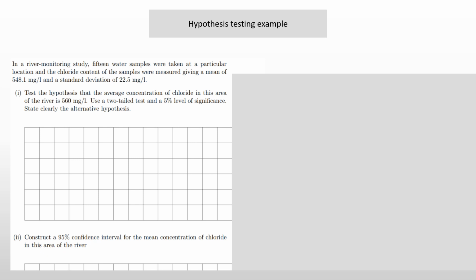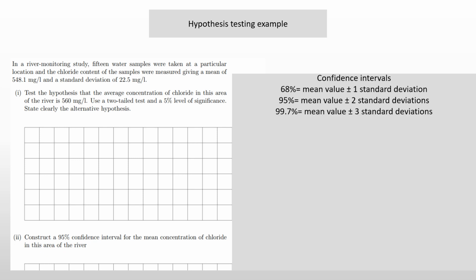Usually you might need to construct a confidence interval after that. So that's part 2. Construct a 95% confidence interval for the mean concentration of chloride in the area. Again, 95% is one of the common confidence intervals. You can watch the other video about confidence intervals that talks about this. There are 3 formulas there: 68%, 95%, and 99.7%. They are the common confidence intervals, and you can just remember how to do them.